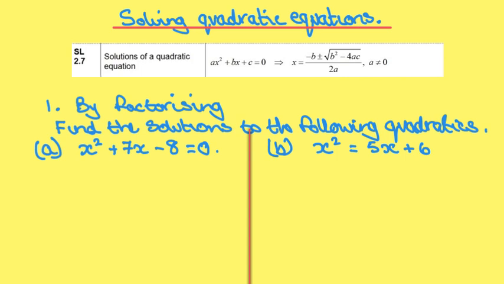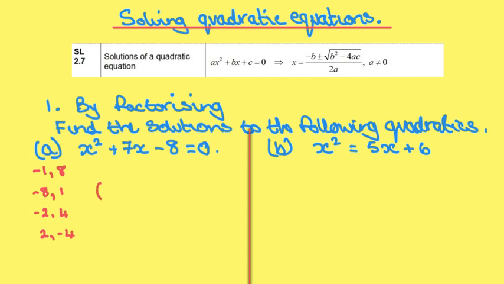So our factor pairs could be minus 1, 8, 1, minus 8, minus 2, 4, 2, minus 4. And we now look at our coefficient of x, and we want to look at our factor pairs, add them together, and we want the value 7. So minus 1 plus 8 equals 7. So that means that is the factor pair that we will use.